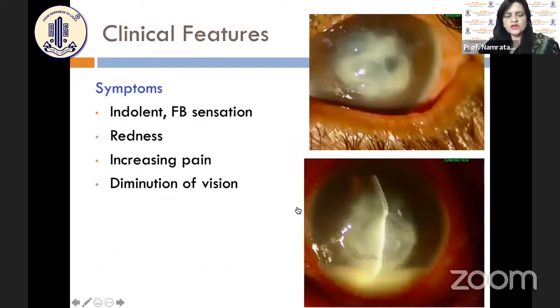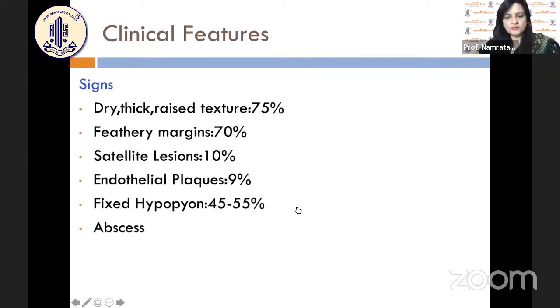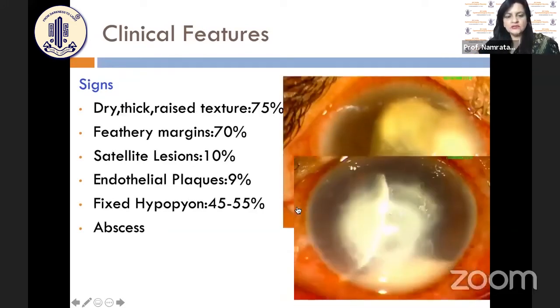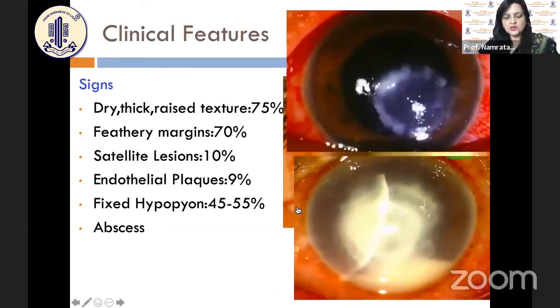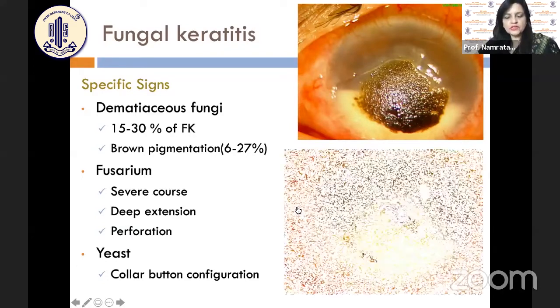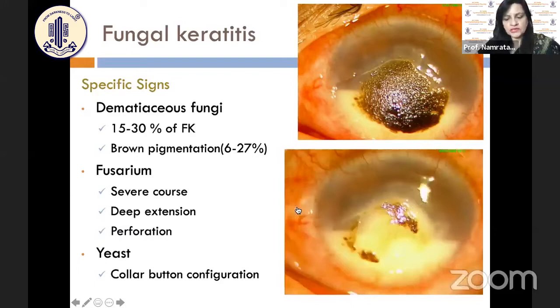And of course, we are all aware of the clinical features, which are redness, pain, diminution of vision, but it tends to be a little more indolent, as Manisha also pointed out in her presentation. And then you have the classical picture of dry, thick, raised texture with feathery margins, satellite lesions, endothelial plaques, and fixed hypopyon and abscess. And of course, if you have pigmentation such as this, that means it is most likely because of dematiaceous fungi. And Fusarium tends to have a more severe course, and if it does get treated, then you see that the pigment is disappearing.